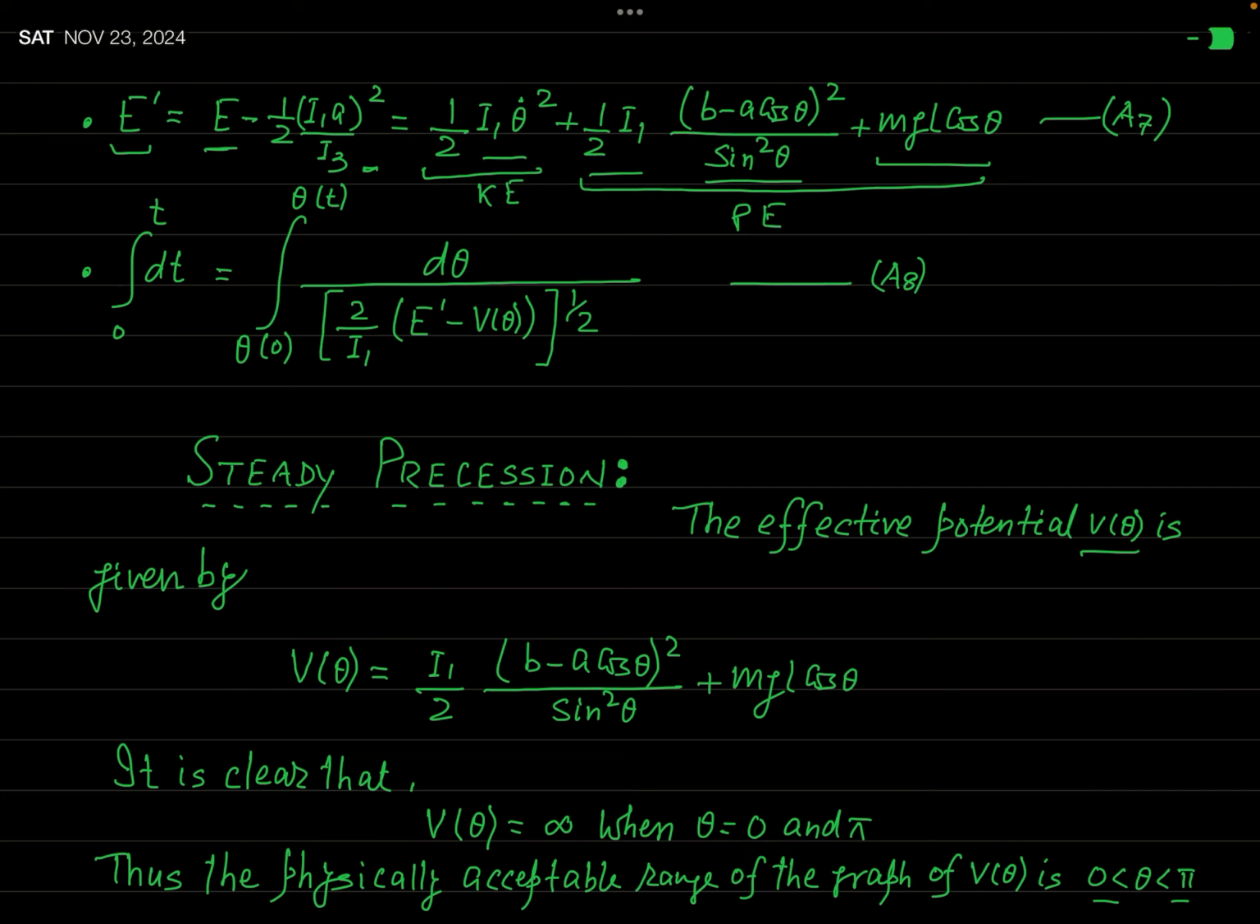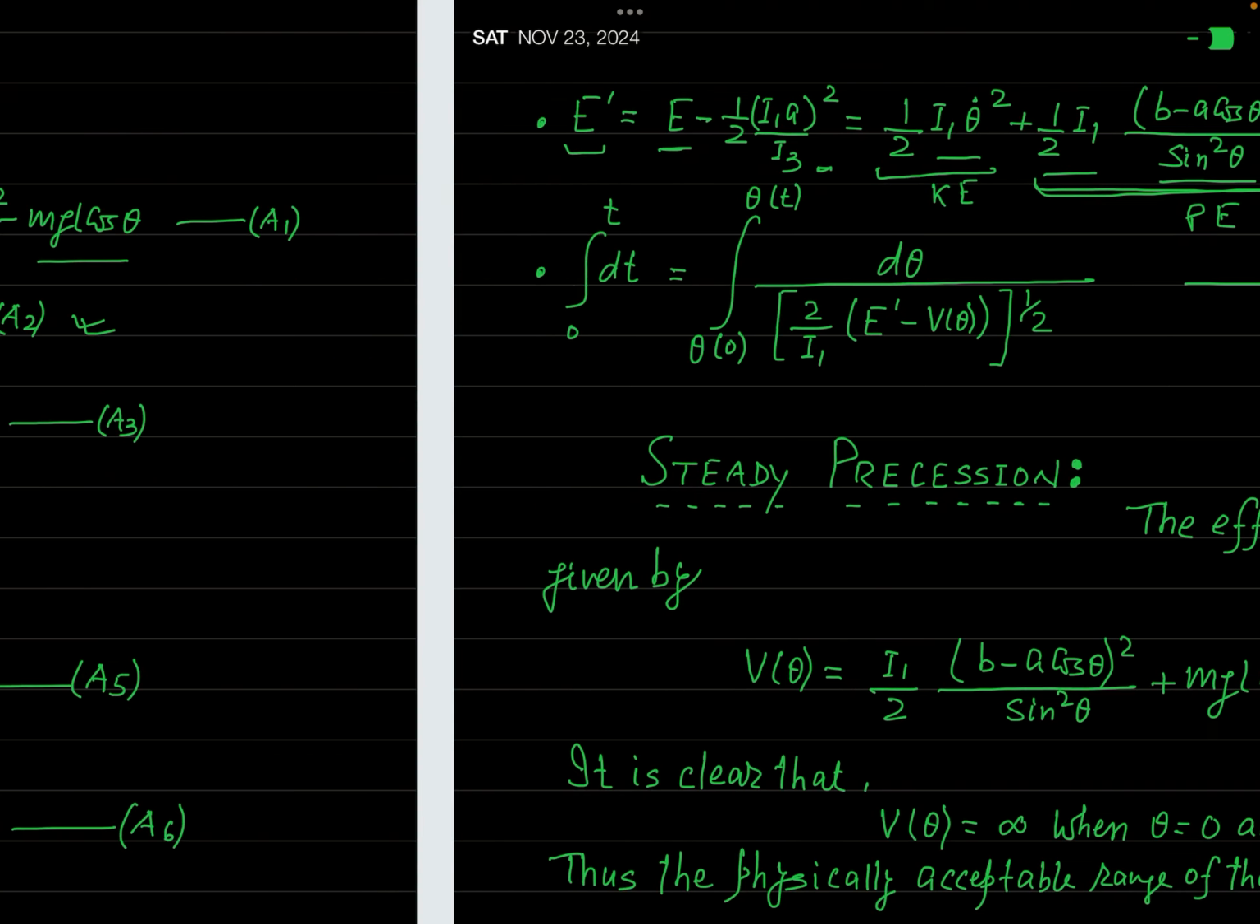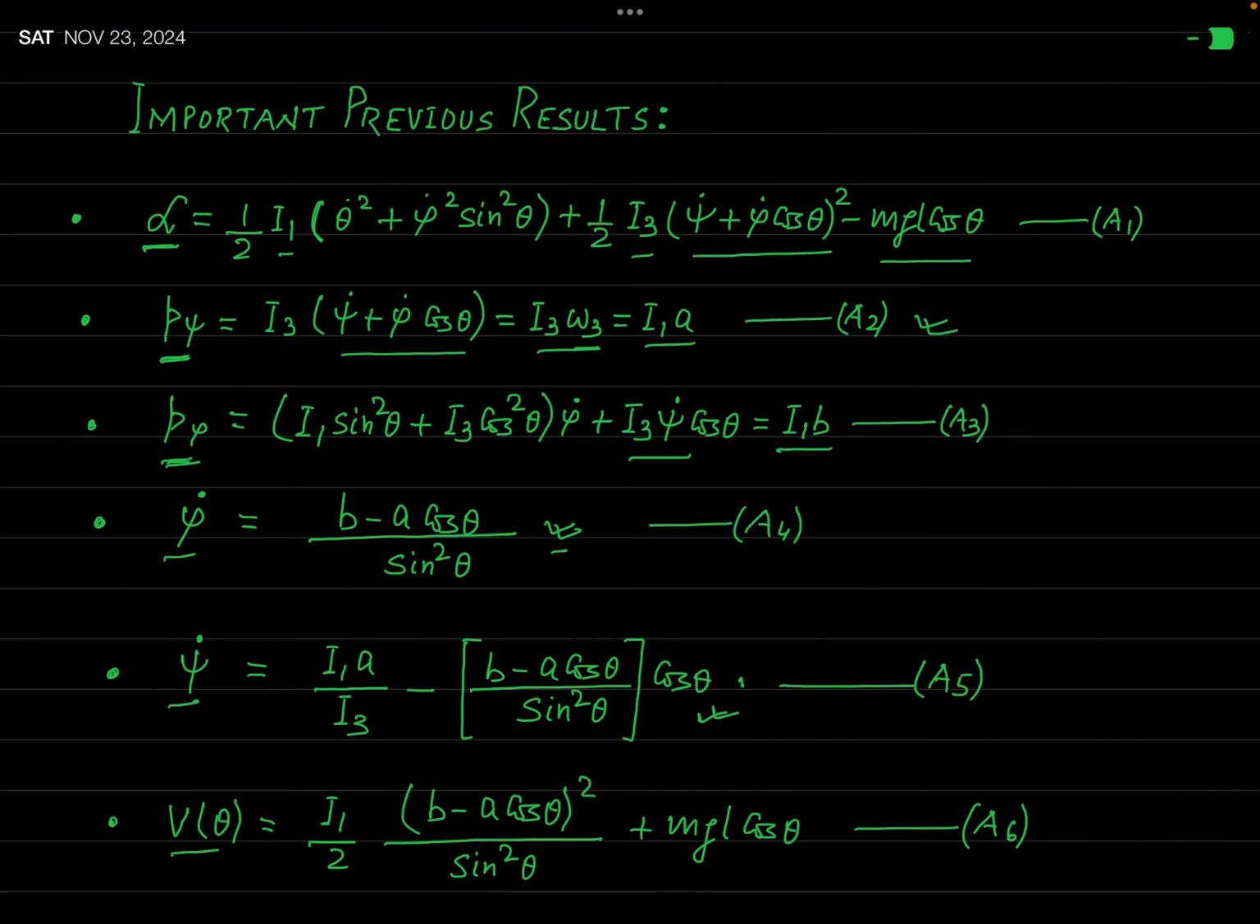But in this gravitational field, the gravitational potential energy of this symmetric top with respect to the fixed point O is simply mgl cos theta. Due to the presence of this extra term, 1/2 I1 times (B minus A cos theta) whole squared over sin squared theta, this sum of the two terms is known as the effective potential energy, or effective potential. The expression for the effective potential, denoted by V of theta, is given like this.